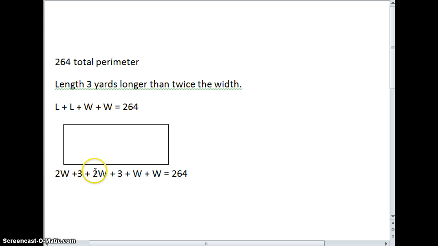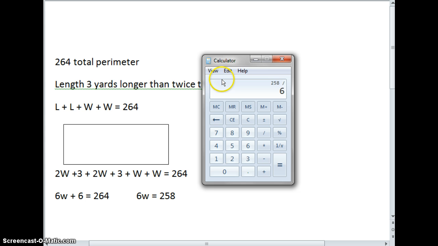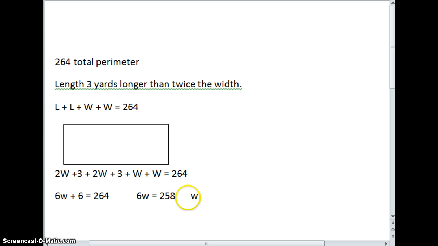So we have 6W, and then the numbers add up to 6, equals 264. Subtract 6 from both sides, 258, and then divide both sides by 6. I'm going to pull up a calculator for that. 258 divided by 6, 43. So the width is 43 and the length is double that. 43 doubled, twice the width, and then 3 more than that, which would come out to 86 plus 3, 89.